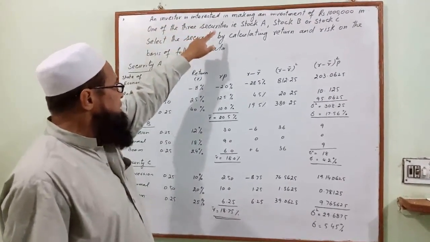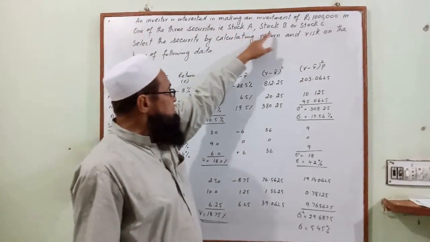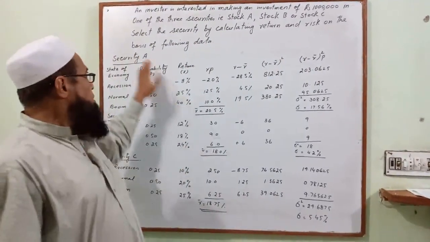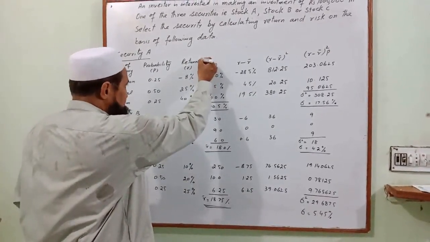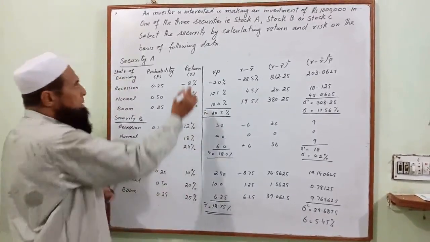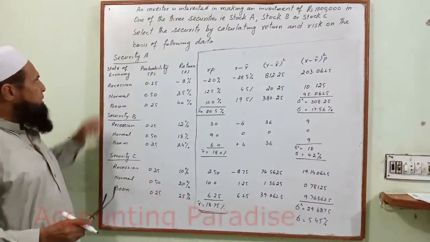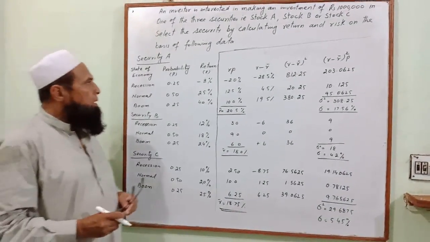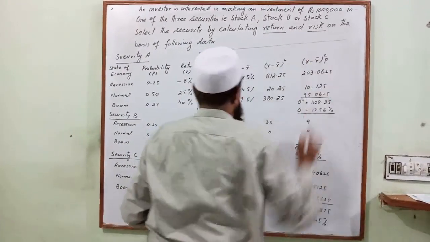An investor is interested in making an investment of rupees 1 million in one of three securities, that is stock A, stock B and stock C. Select the security by calculating return and risk on the basis of the following data. The data is this, where only the probabilities and returns are given. Our target is to calculate the return and risk.